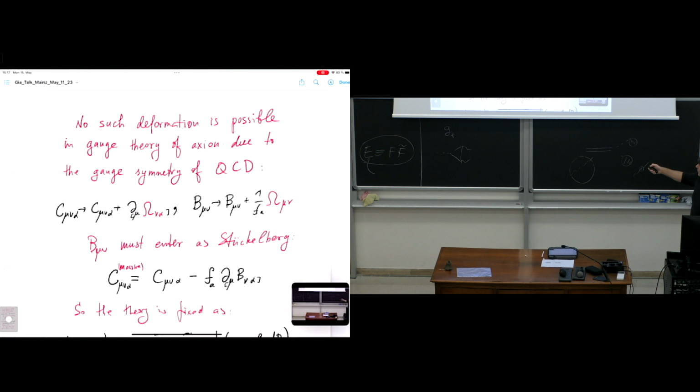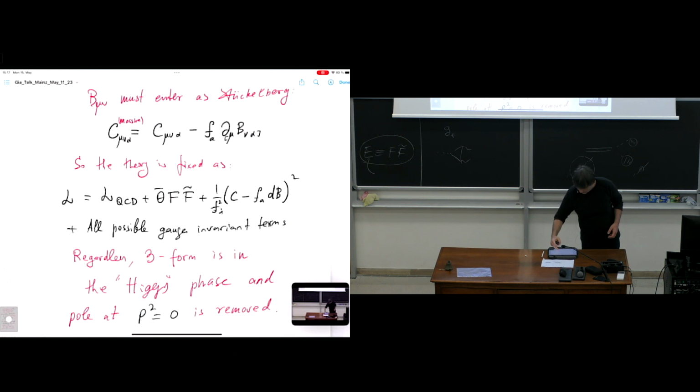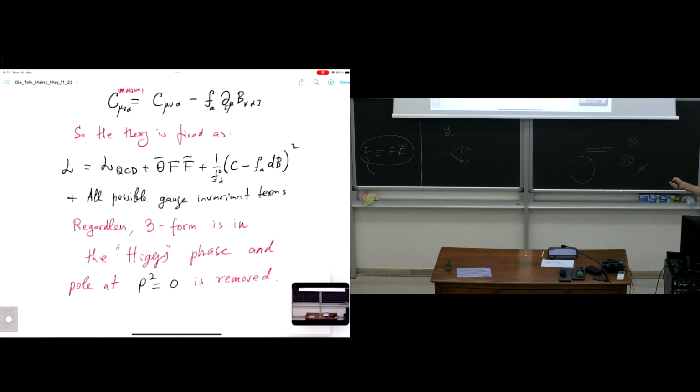So now we shift the anti-symmetric three form with this. And of course, this is a postulate. Now we're defining a theory. I assume that there is a degree of freedom which knows about QCD gauge symmetry, gauge redundancy. Then this automatically fixes that the only way B mu nu can enter in the most general effective Lagrangian is as a Stueckelberg of C. And this puts the three form in the Higgs phase.